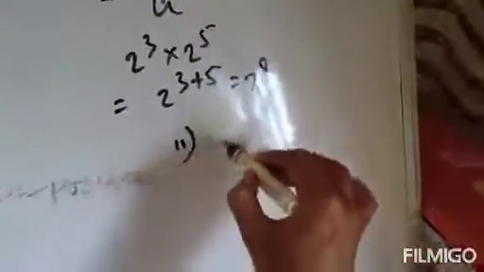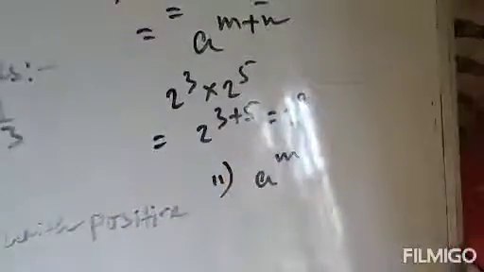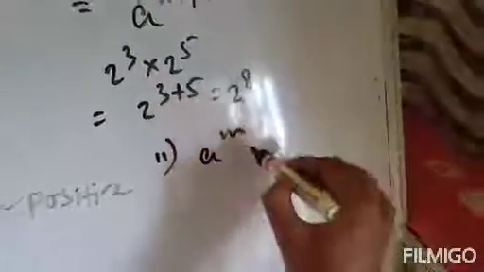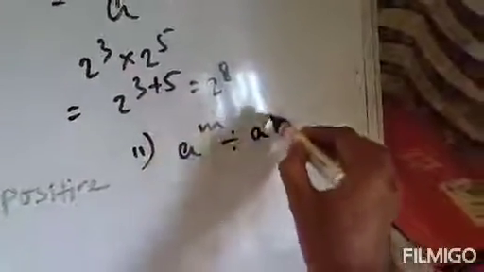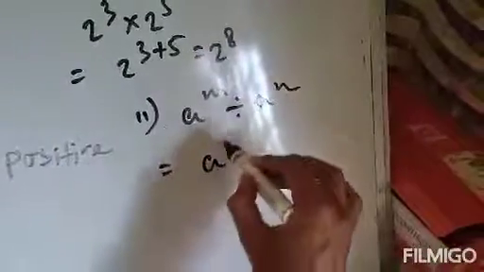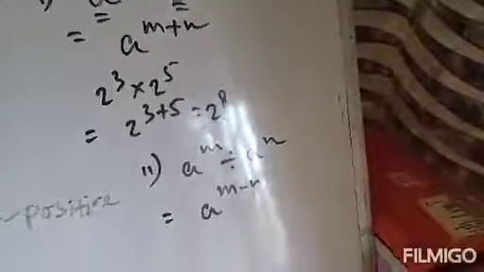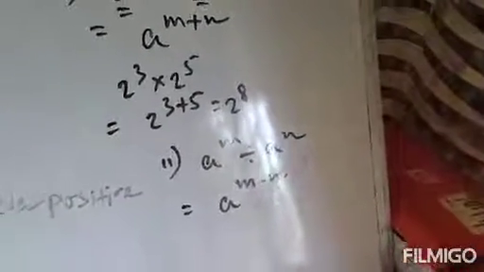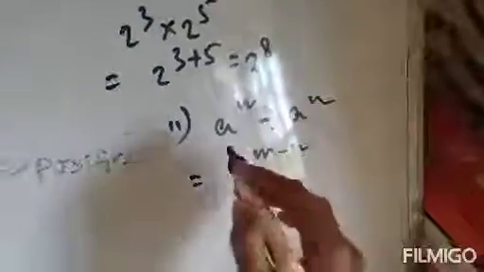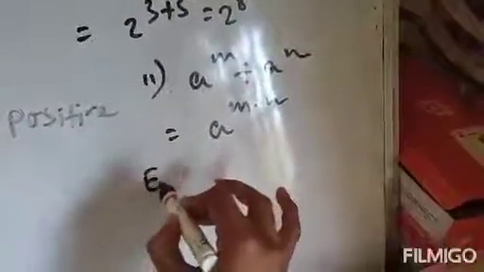Next formula, if bases are same and instead of multiplying it is divided, then the formula will be a to the power m minus n. Then also the powers will get subtracted, that is a to the power m divided by a to the power n. Both bases are same and it is divided instead of multiplied, so the powers will get subtracted, that is a to the power m minus n. Clear?